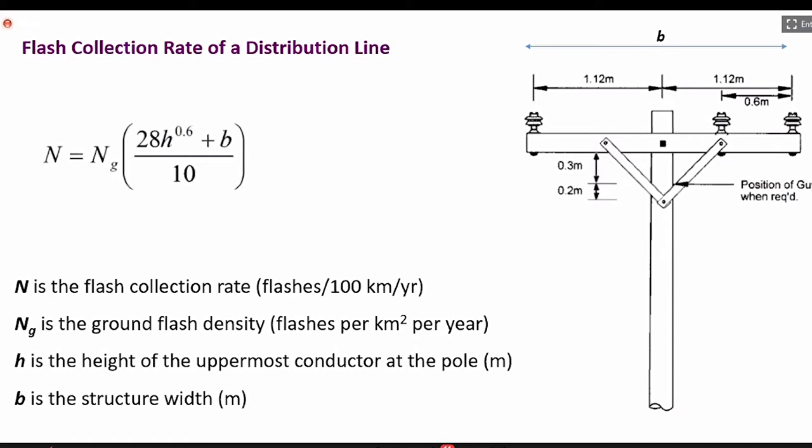So the relationship between the available data of ground flash density NG and the number of flashes per 100 kilometers per year is given by this equation, where H is the height of the uppermost conductor at the pole. Usually this is applied in the distribution lines. In the transmission lines, the equation changes a little bit, and B is the width of the structure.